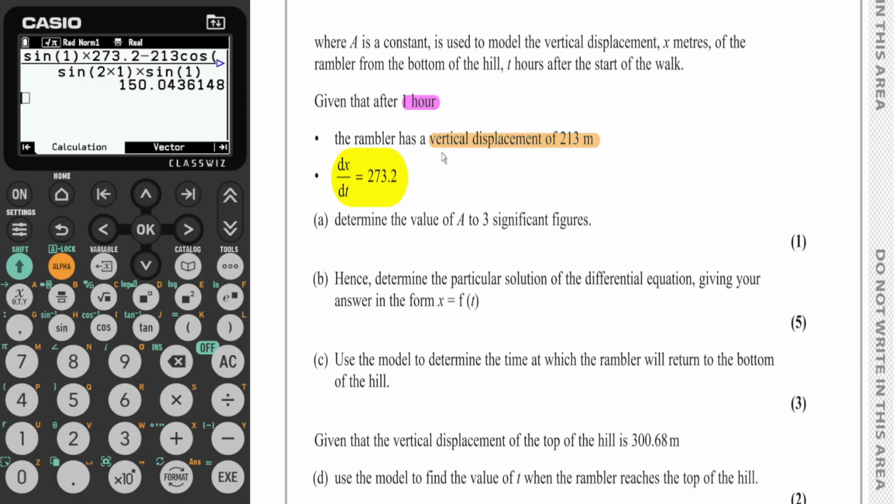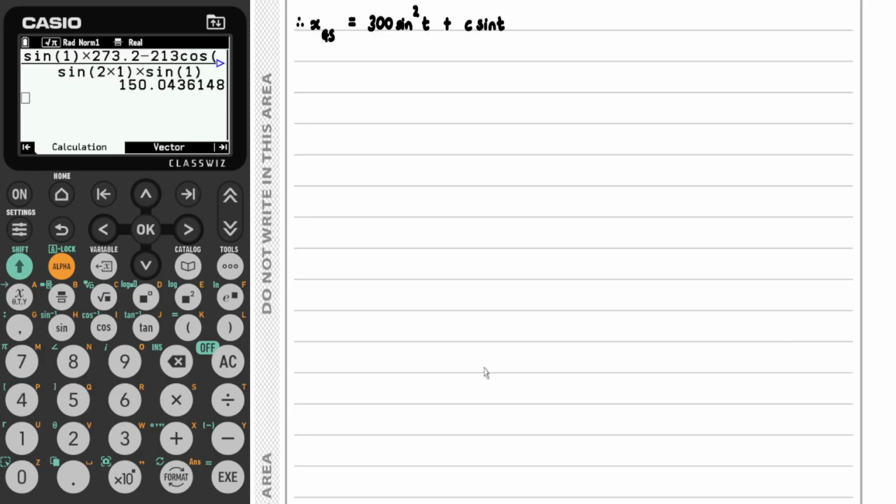We can now use the condition t equals 1, x equals 213 to find the value of c. So we have 213 equals 300 times sine of 1 squared plus c times the sine of 1. From this we can find out what c is.